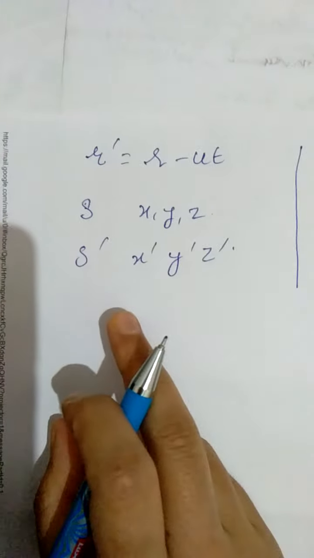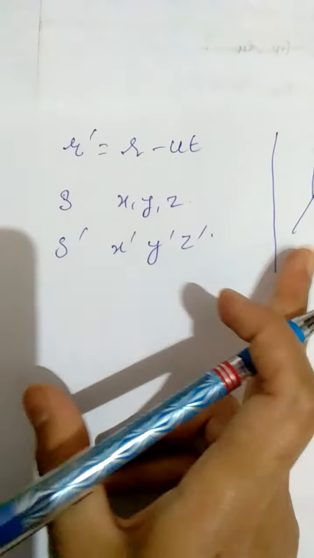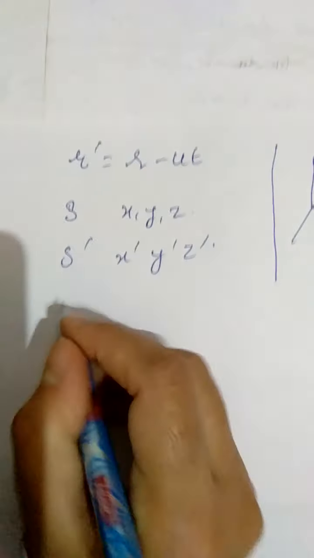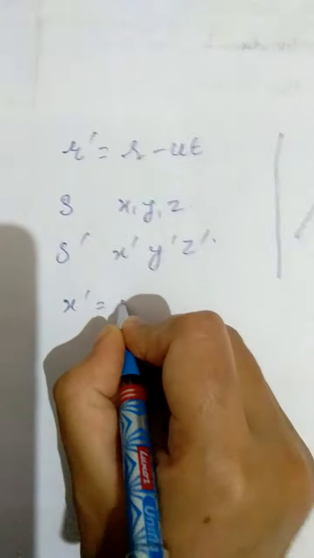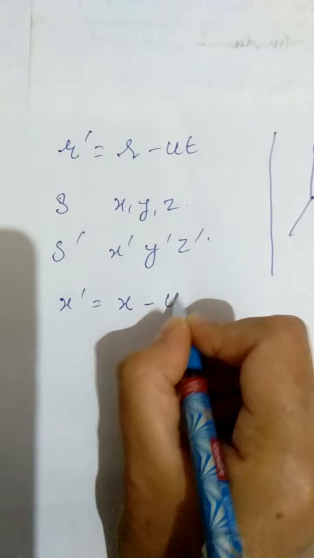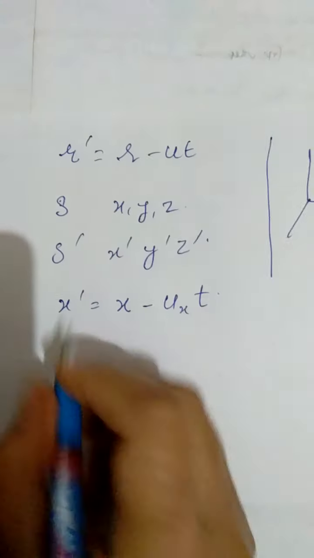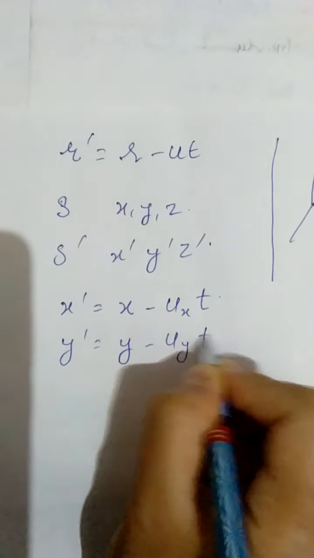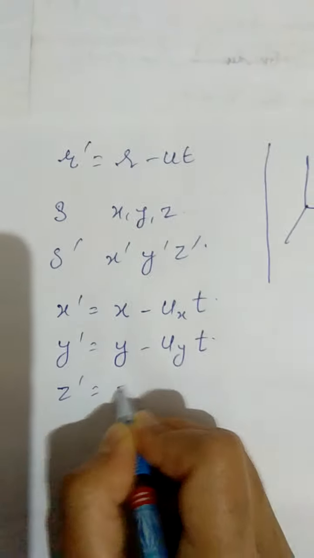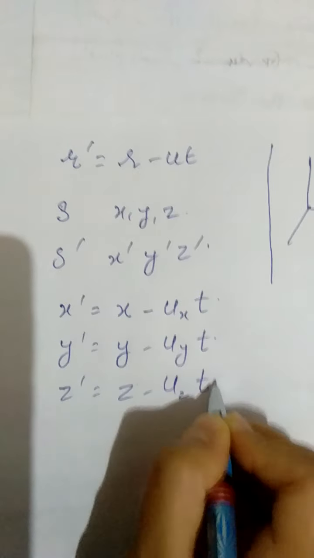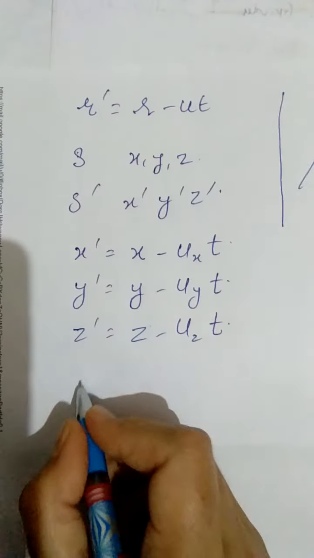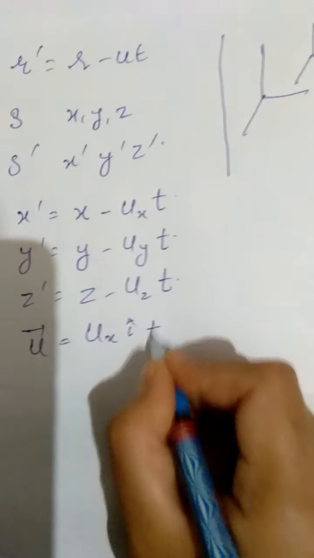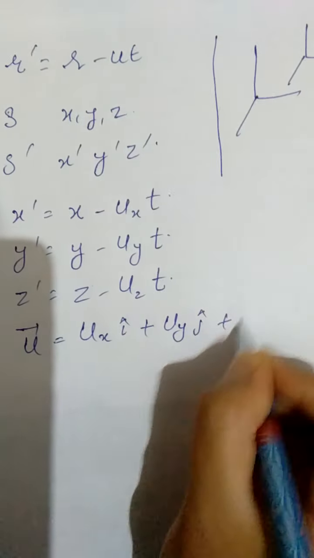Now let us see how we connect the coordinates of the same point from two frames of reference, and we'll make use of this. So x dash will be x minus uxt. y dash will be y minus uyt. And z dash will be z minus uzt. Because of course this u will basically be uxi plus uyj plus uzk.